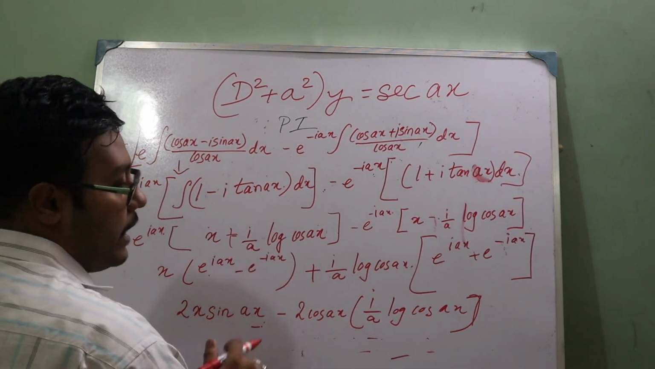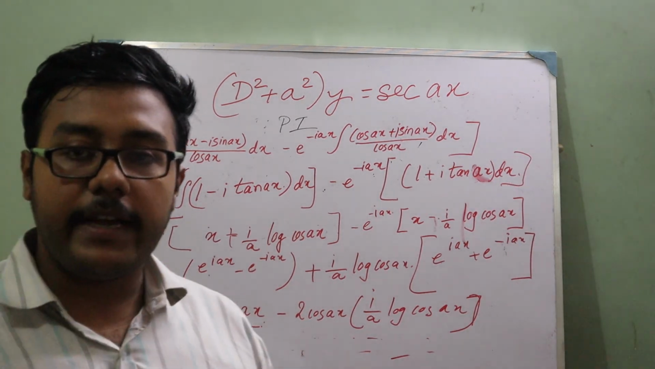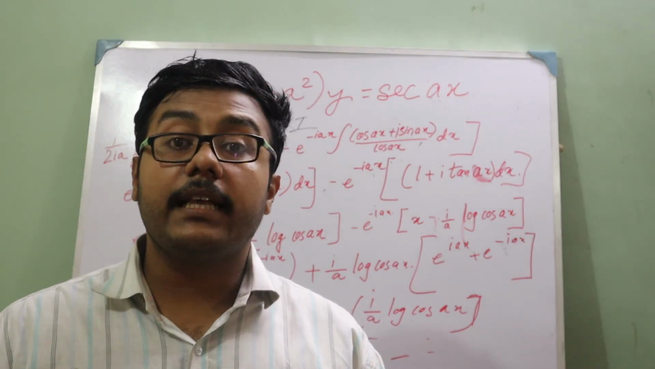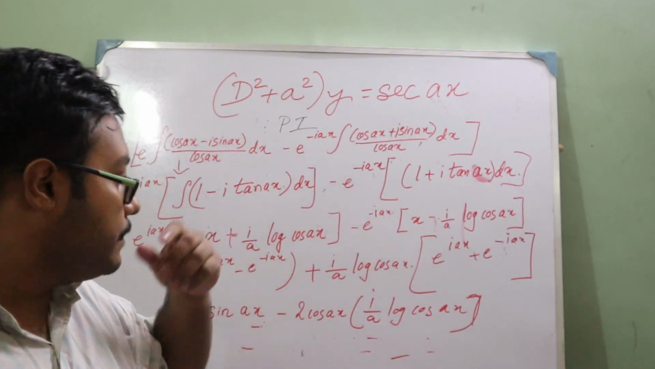This is the PI, and for CF I have already told you how to find it. If we add these two, you will get the complete solution of this problem.